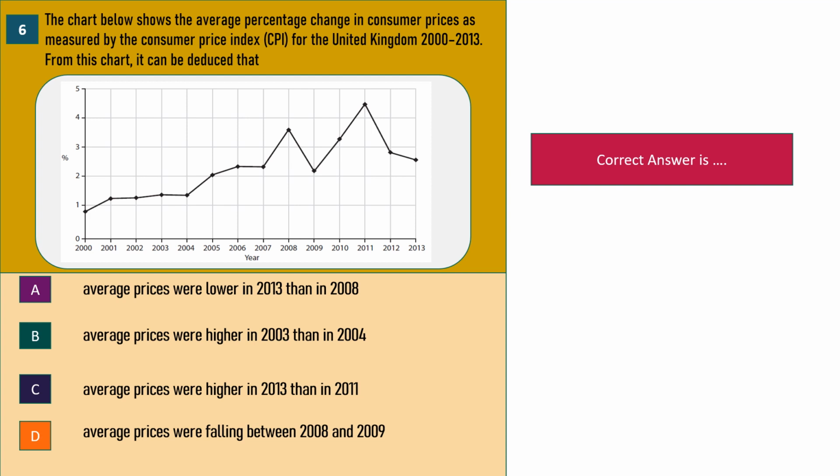Average prices were lower in 2013 than in 2008. That is wrong. Average prices were higher in 2003 than in 2004. That is also wrong. Average prices were higher in 2013 than in 2011. That is correct. Average prices were falling between 2008 and 2009. That is wrong, because throughout the years it is rising. So the answer is option C. Why? I told you that each year prices are rising, so the final year will have the highest price.